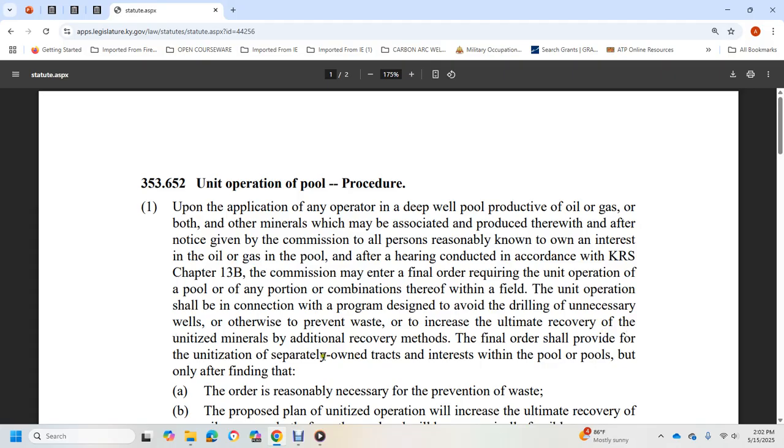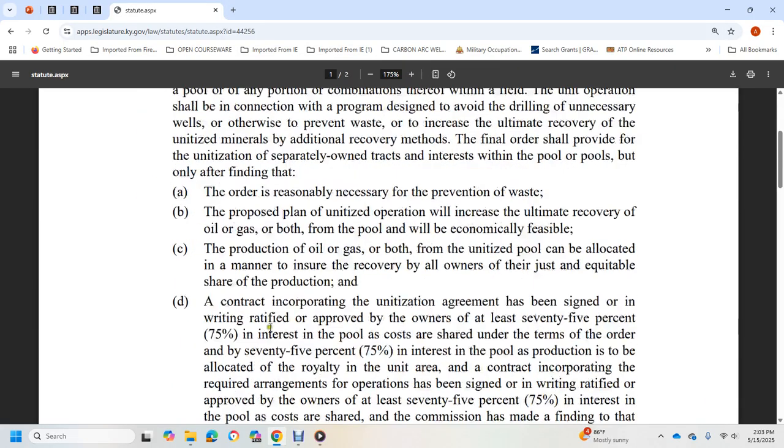ultimate recovery of the unitized minerals by additional recovery methods. The final order should provide for the unitization of separately owned tracts within the pool or pools only after finding the order reasonably necessary for the prevention of waste, and that the proposed plan of unitization and operation will increase the ultimate recovery of the oil and gas of the pool if economically feasible.